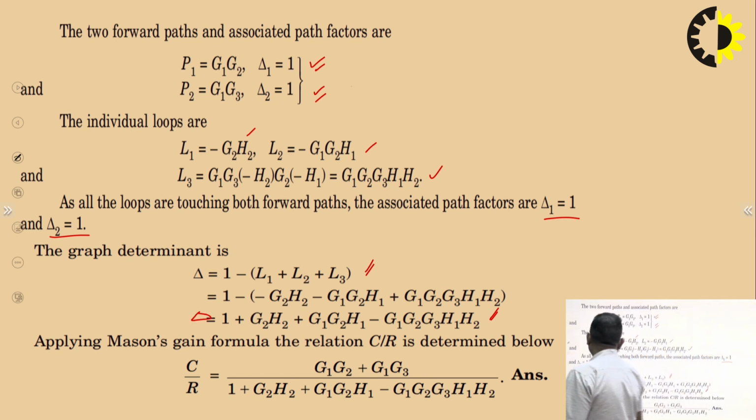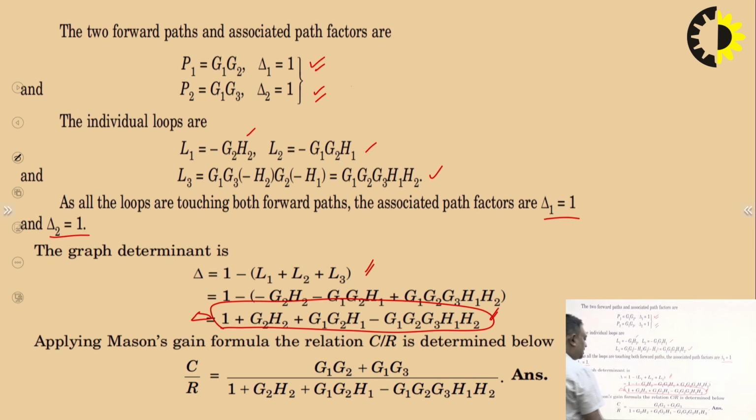And C by R, the overall transfer function, can be written as P1 delta 1 plus P2 delta 2. So it means G1, G2 plus G3 upon 1 minus the sum of individual loops, for which we have already calculated the value of delta over here. So this is the answer.